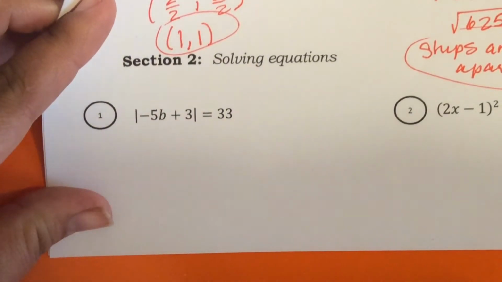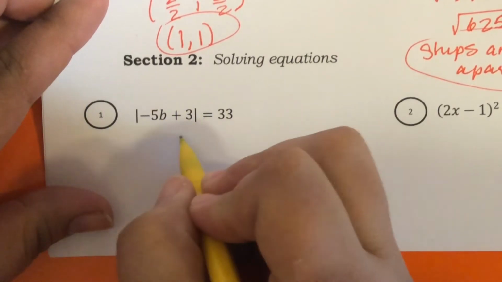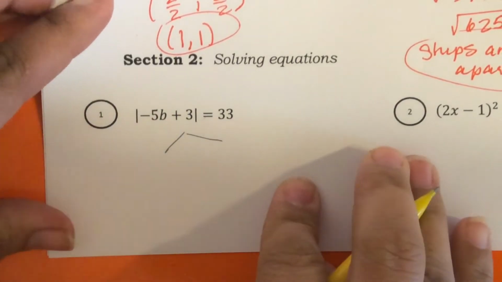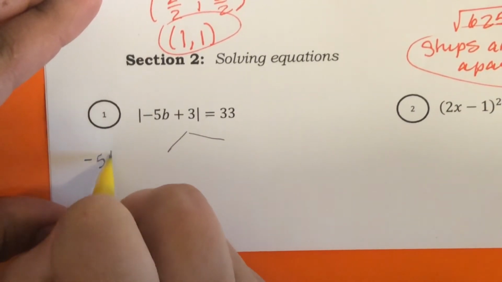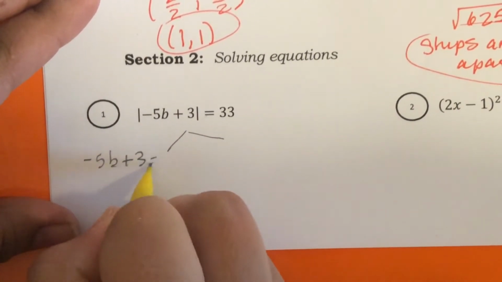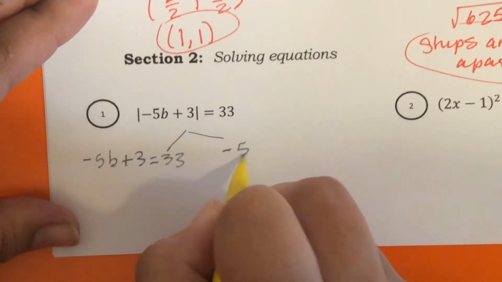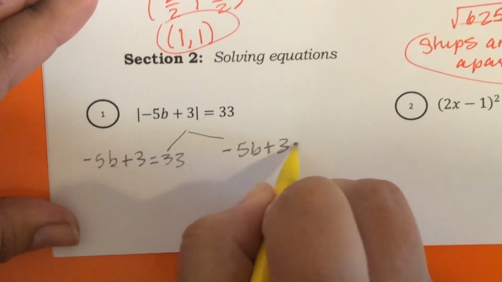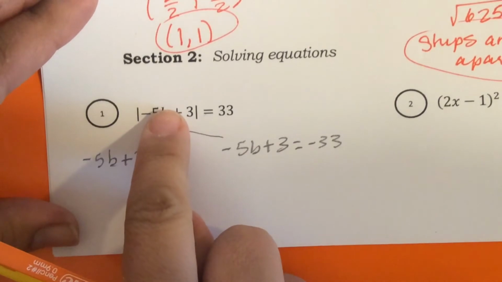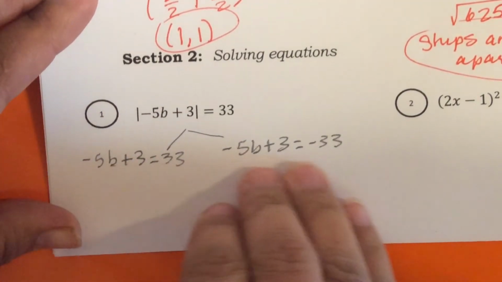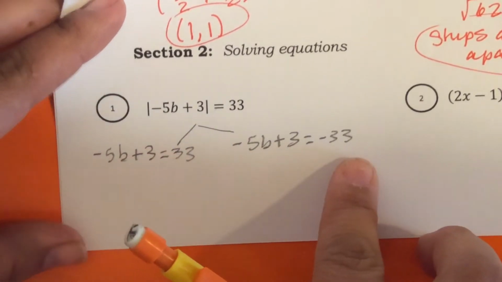Okay, solving an absolute value equation means that you have to leave the absolute value by itself and you have to make two equations to get rid of the absolute value. So then this is going to be negative 5b plus 3 is equal to positive 33. And then you have to do negative 5b plus 3 equals negative 33. So remember that the inside of the absolute value can be either negative or positive. That's why you have to set it equal to positive 33 and negative 33.